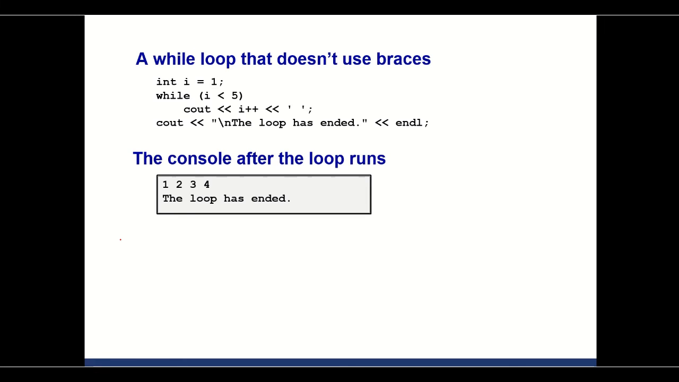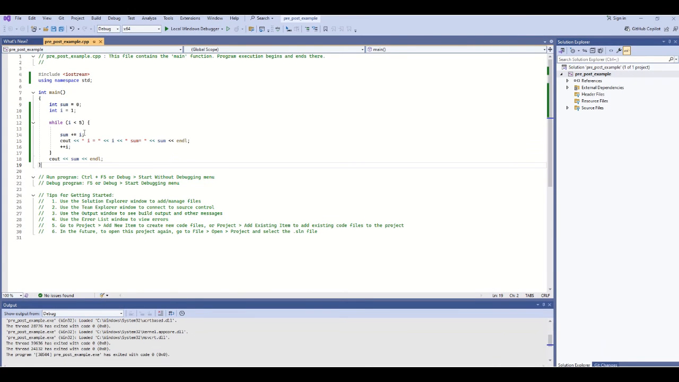A while loop that does not use braces, that's a dangerous thing. Why? Because what happens if you do not use these braces here? Then what is going to happen? This I will never be incremented because a while loop followed by a statement, that will be the only part of the while loop. If you ignore the braces, then it is just while, sum plus equals 1.